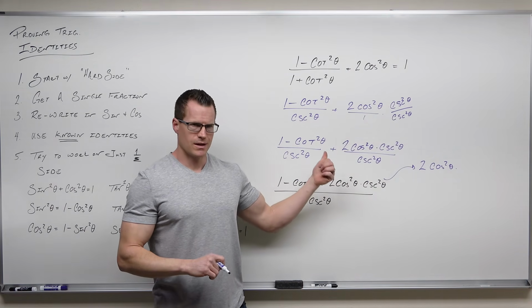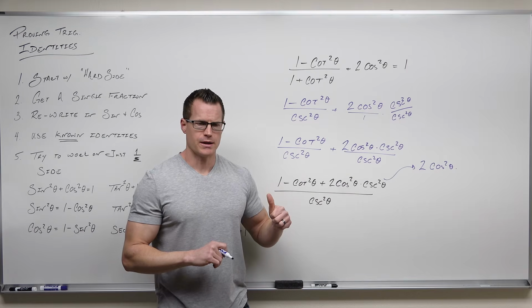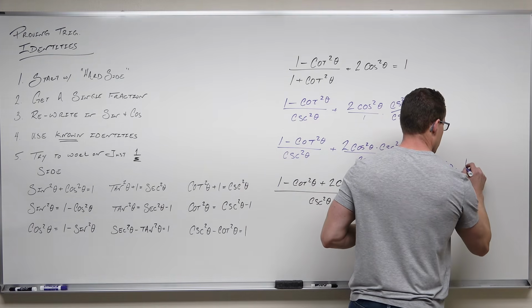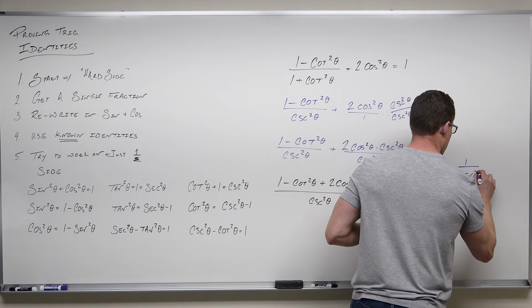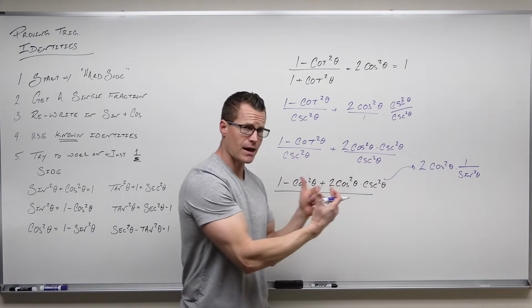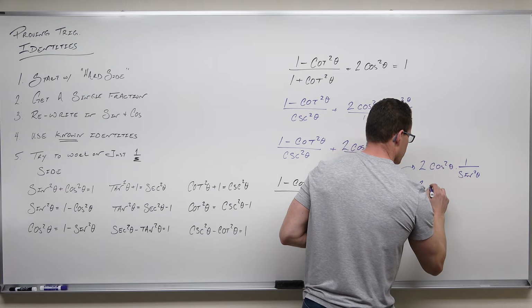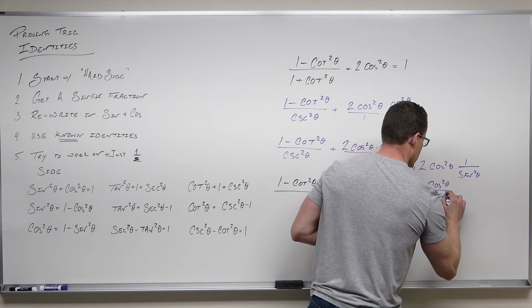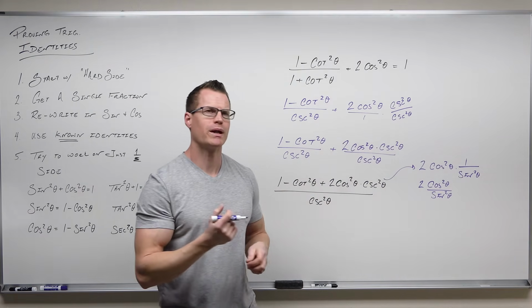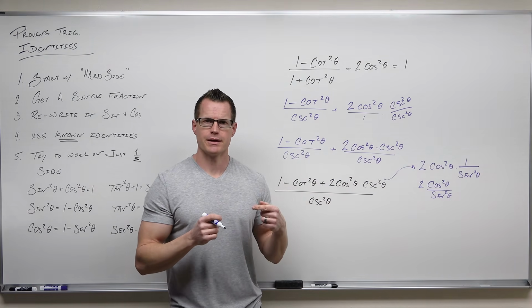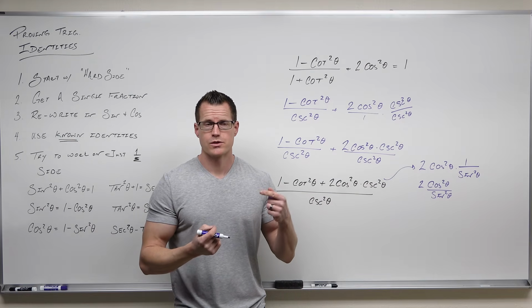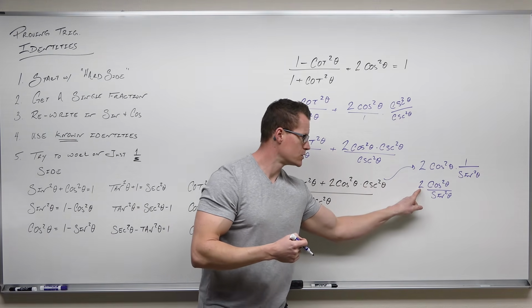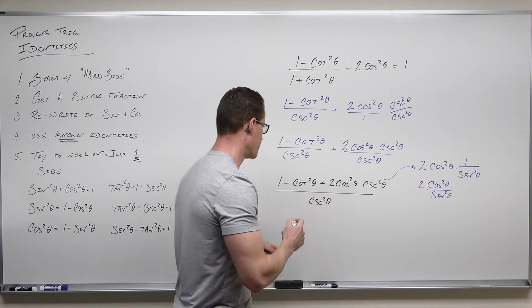If cosecant theta is 1 over sine theta, then cosecant squared theta is 1 over sine squared theta. And we're going to make that little piece one fraction. Wait a minute. Cosine theta over sine theta is cotangent theta. So that would be cotangent squared theta. So this whole thing becomes 2 cotangent squared theta.